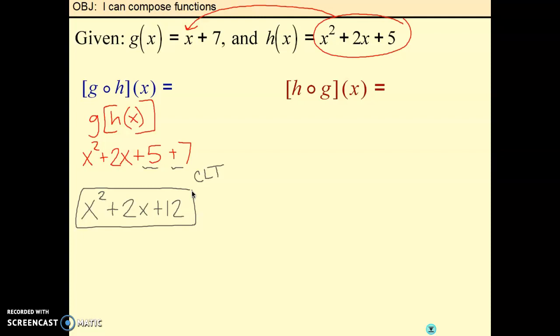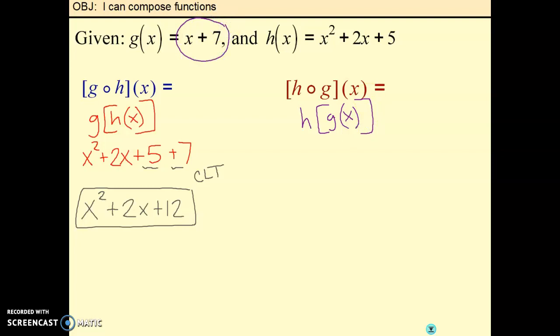Now, maybe that one was too easy. Don't worry, they can get a little bit harder. Let's go the other way. So for the second problem, it's asking for h of g of x. So if I can erase what I had done up here, I need to go in the opposite order, right? So this time I'm going to start with the g of x function, and I'm going to plug this whole function into h.